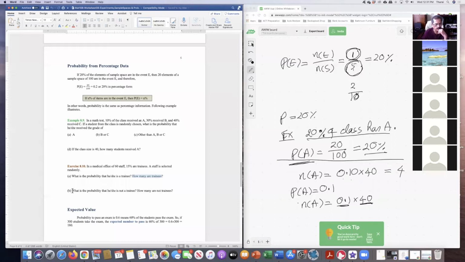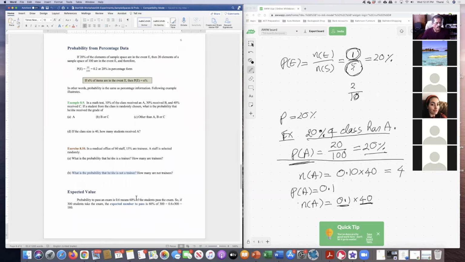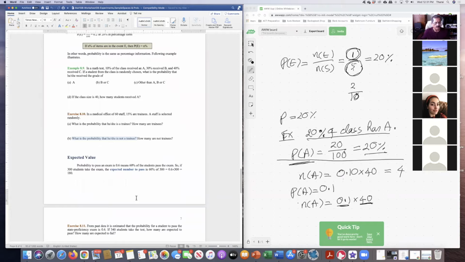Next one says, what is the probability that he or she is not a trainee? 85%. And so how many are not trainees? 85% of the 60. So 0.85 times 60. Okay, very good. Now the expected value, I just explained a minute ago.